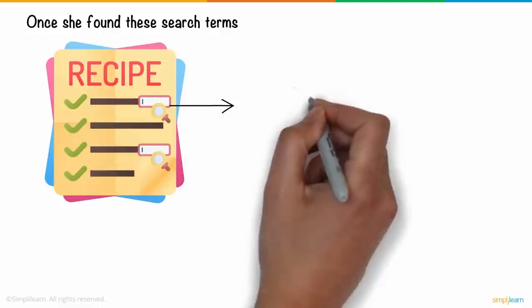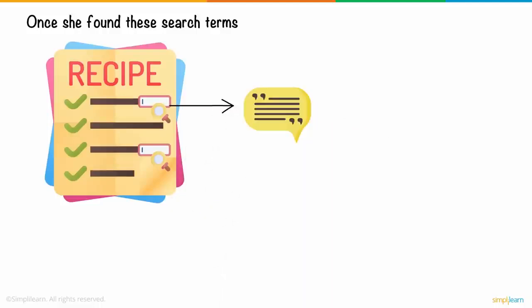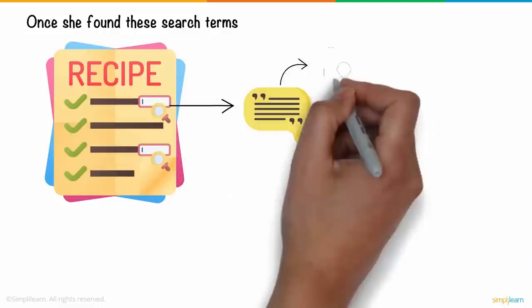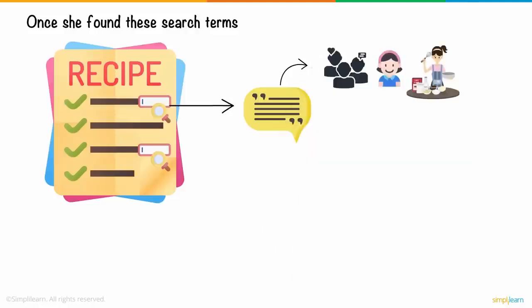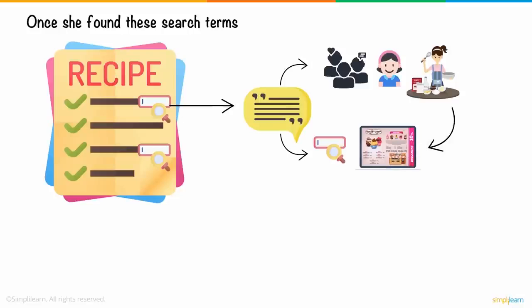She started off by providing an introduction to the recipe. With this, she could provide an engaging beginning to her story, like how the dish reminded her of her childhood, and enabled her to naturally include the search terms into the blog. She also included these keywords in the actual recipe as well.